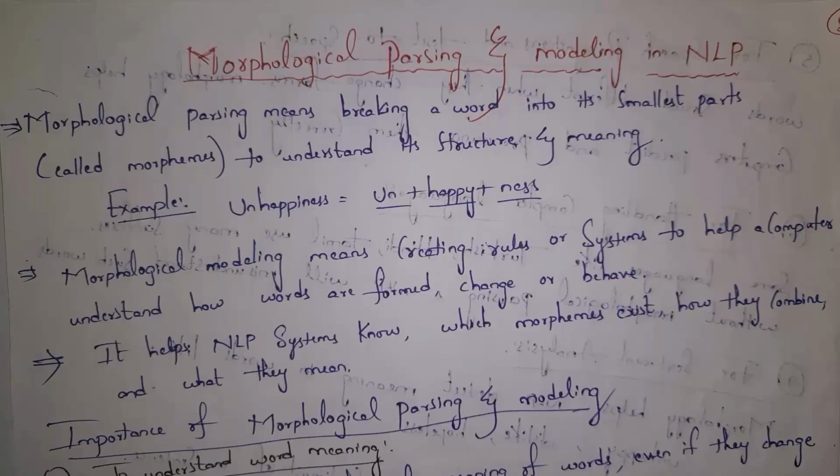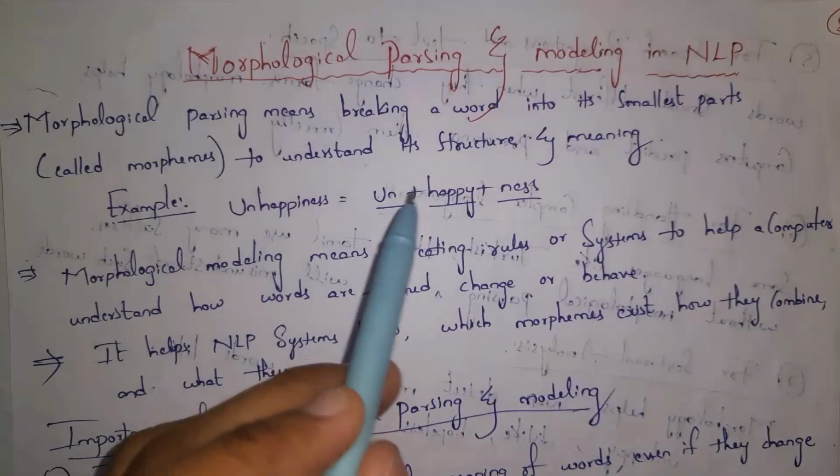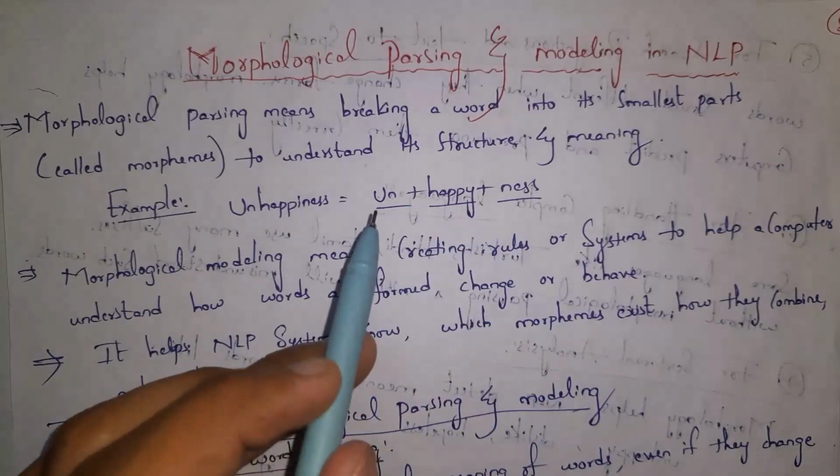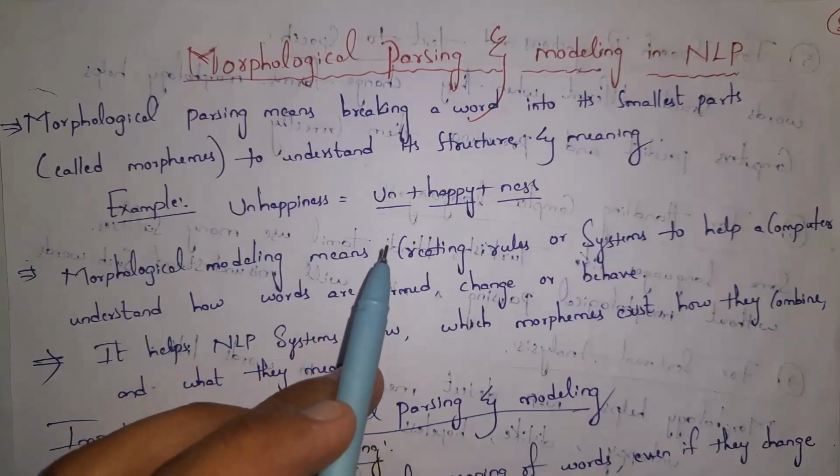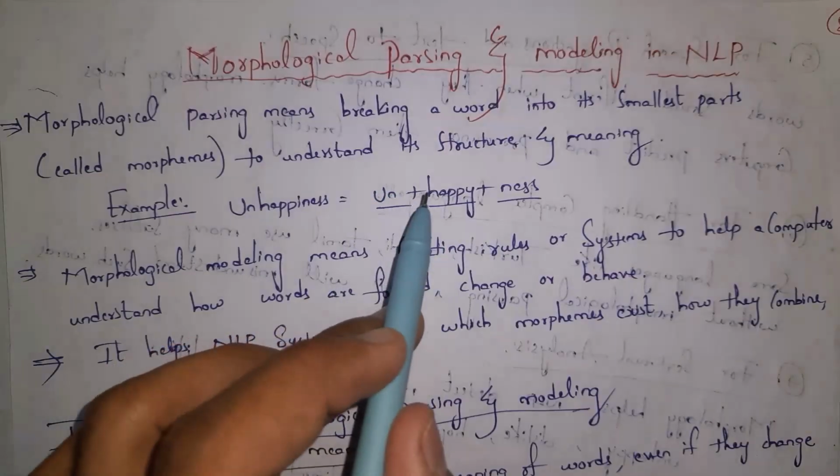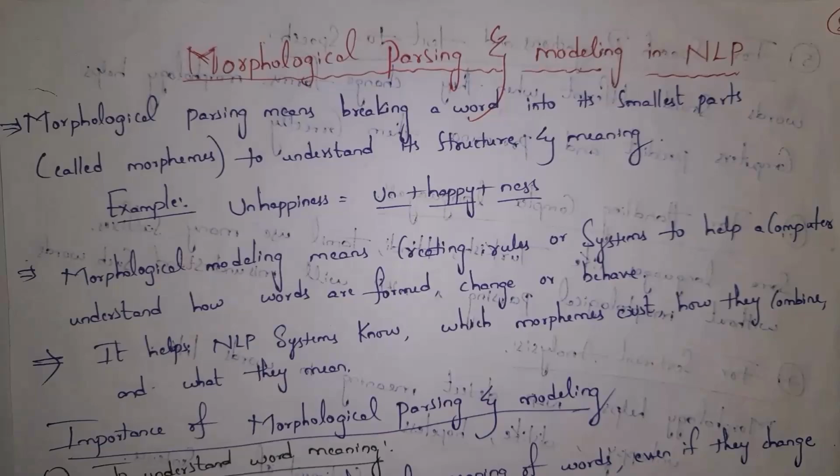For example, there is the word unhappiness. Now I break this word into smallest parts like un plus happy plus ness. We call each part a morpheme. So in total there are 3 morphemes, un plus happy plus ness. After breaking the word into smallest parts, a computer can understand its structure and meaning. This is known as morphological parsing. Next I will explain what is morphological modeling.